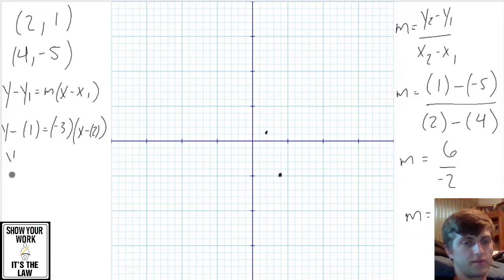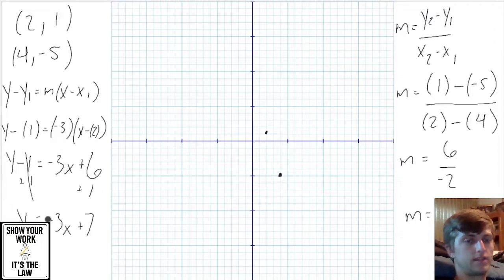All right, simplify. y minus 1. Negative 3 times x is negative 3x. Negative 3 times negative 2 is positive 6. Then we add 1 to each side. That gives us y equals negative 3x plus 7. And now we know our intercept is 7. We have a slope of down 3 over 1. Look at that, it connects: down 3 over 1, down 3.